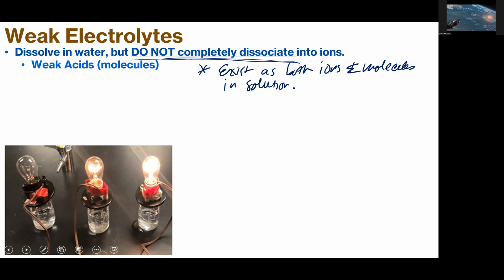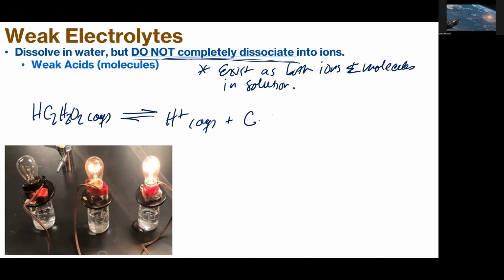If we know it's an acid like acetic acid, HC2H3O2, and it's not one of the strong acids, then we can say acetic acid is a weak electrolyte and it does not dissociate completely. In actuality, only roughly 4% of acetic acid is dissociated. But we do get some ions in solution, so the light bulb does not light up completely.